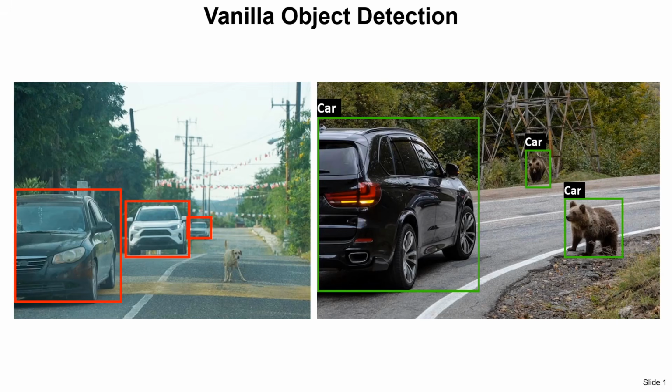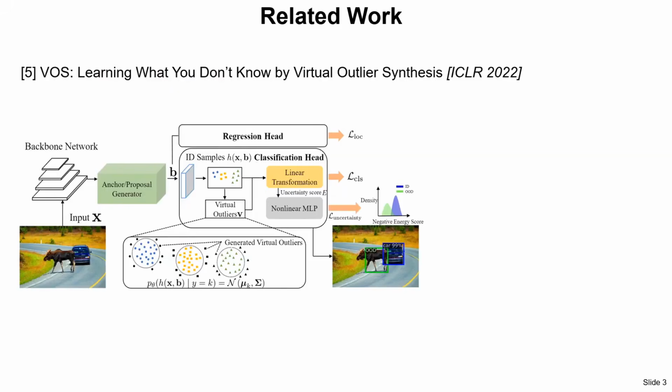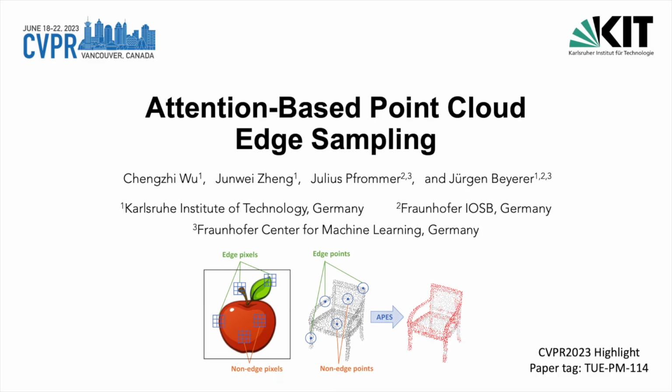On the other hand, in the right image, the model incorrectly classifies the bears trying to cross the road as a car, which is one of the inlier classes the model was trained with. Therefore, a reliable object detector should detect such outliers accurately. Open world object detection is a fast evolving research domain, with many exciting works in recent years. A recent work on outlier aware attention-based point cloud edge sampling.